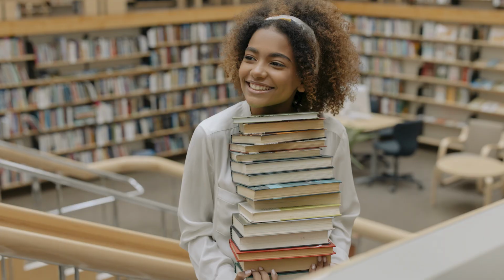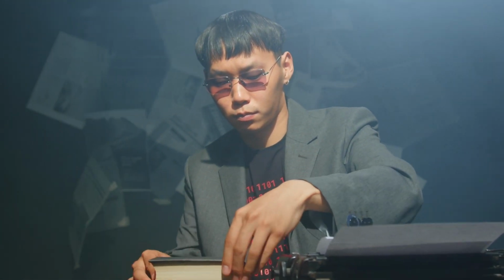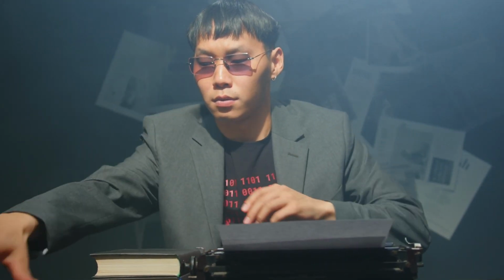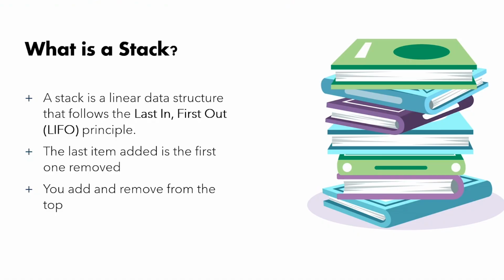Let's paint this scenario. You want to stack books on an empty table. You start with the first one, you place it on the table, you bring the next book, place it on top of the first book, and you continue that way. And when you want to remove items from a stack, you start from the top. So this is what we call the last in, first out principle.